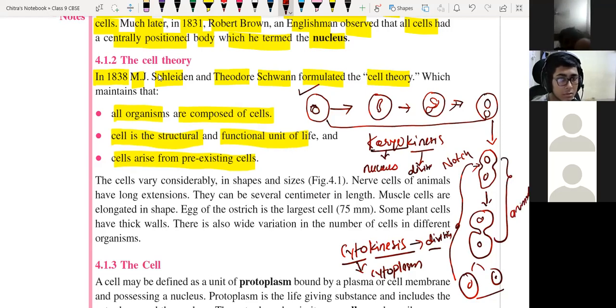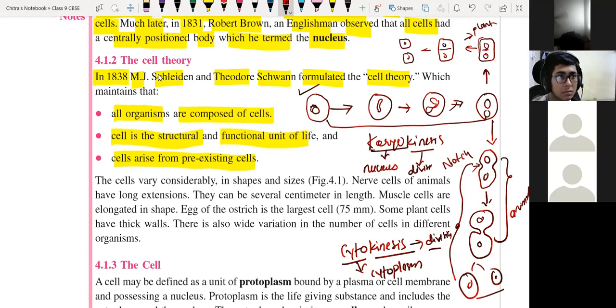But what about the plant? So in plants, an intercellular septum is formed. Suppose here we have two nuclei. Then one intercellular septum is formed. That intercellular septum grows towards the peripheral end of the cell like this, and finally two cells are formed. So this is also cytokinesis, but here it is in the case of the plant.